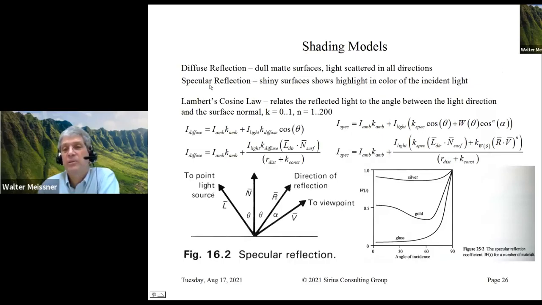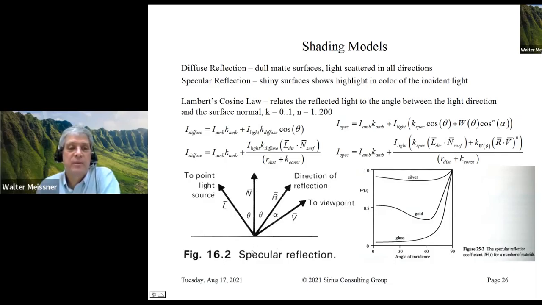Now, for shading models, there are two ways it can be done. One is diffuse reflection, and this is for dull matte surfaces, with light scattered in all directions. It basically reflects back the color of the surface. The other one is the specular reflection. This is for shiny surfaces. At the highlight, you don't see the color of the surface, but you actually see the color of the incident light. And so this follows Lambert's cosine law, which relates the reflected light to the angle between the light direction and the surface normal.